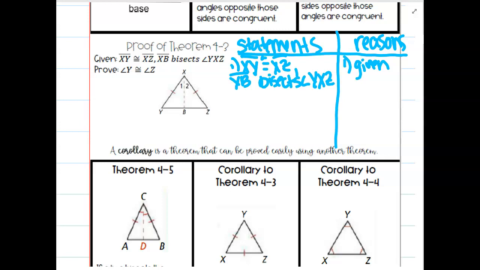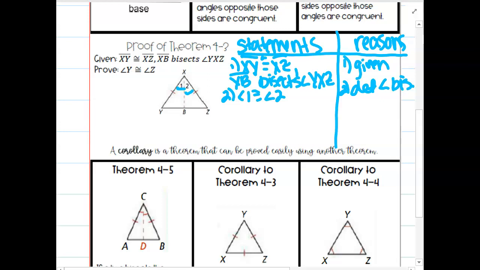What does it do? If this line bisects the vertex angle, splits it in half. So what do I know about angles 1 and 2? They're congruent. So that's going to be my next statement. Angle 1 is congruent to angle 2, because that's just the definition of an angle bisector. So what I have so far, I have a side, I have an angle.